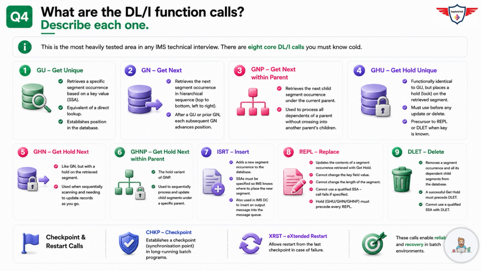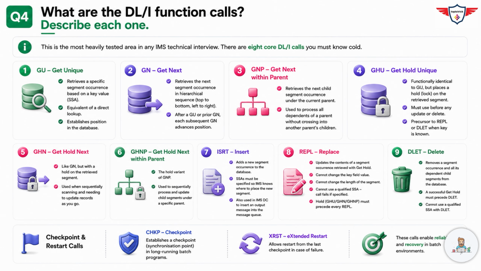Now there are two more important function calls. First one is for checkpoint and the second one is for restart. Now for checkpoint we have CHKP, and for extended restart we have XRST. And they are actually used to establish synchronization points in long running batch programs, enabling restart from the last checkpoint in case there is any issue or failure.